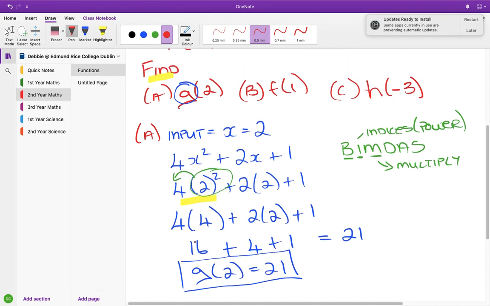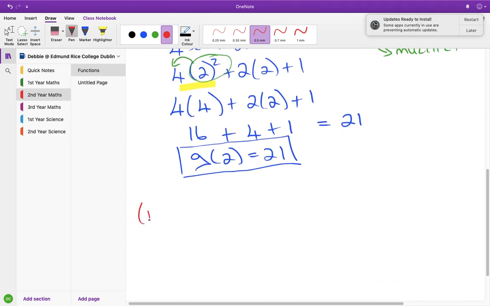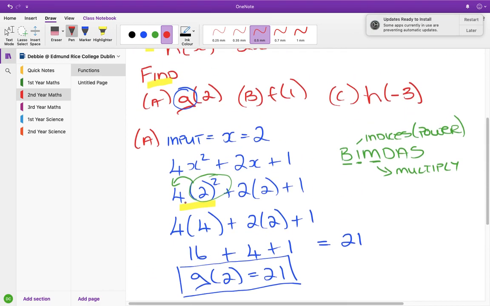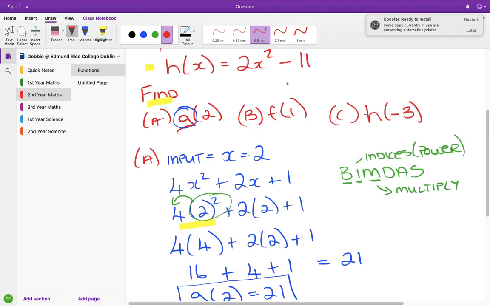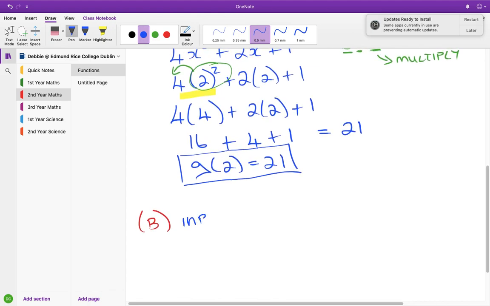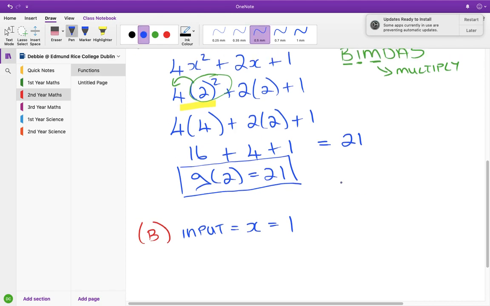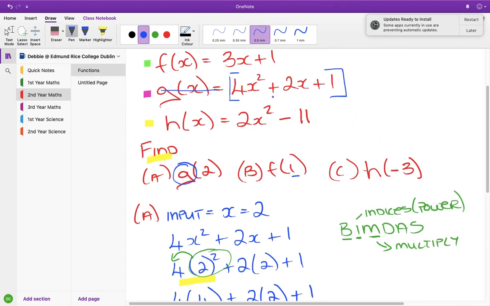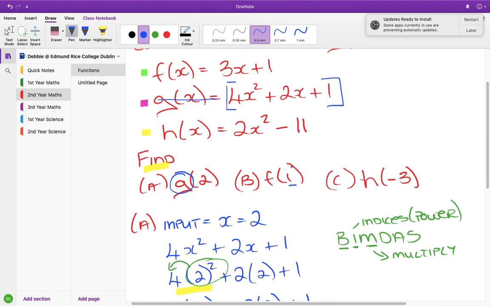So we keep going. B. So here's B. B is f of 1. So the input here, or the x value, is 1. Again, loads of x values, so where do we put the 1? We put the 1 into the f function.